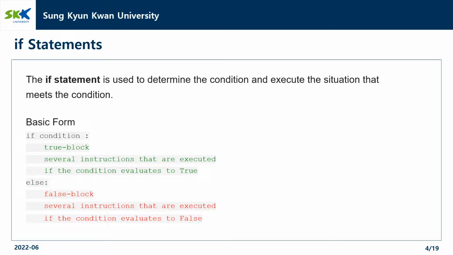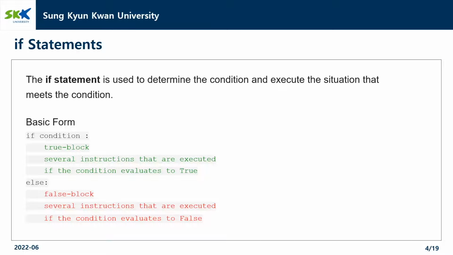First, let's talk about the conditional statement. A conditional statement is a grammar that executes code when a condition is specified. When you create a program, you have to deal with a lot of situations. Conditional statements are used to deal with various situations. The most typical conditional statement is the if statement. The if statement is used to determine the condition and execute the code that meets the condition.